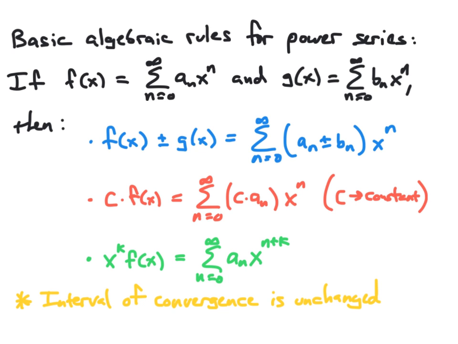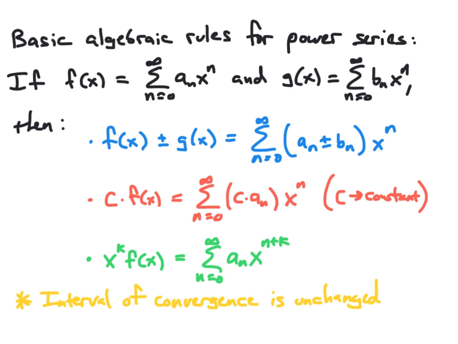We can use these two power series representations to find power series representations for f of x plus g of x, f of x minus g of x, c times f of x, where c is any non-zero constant, and x to the k times f of x. We can do this in the most natural way possible. To find the power series representation for f of x plus or minus g of x, we simply add or subtract the coefficients in our two power series for f and g individually.